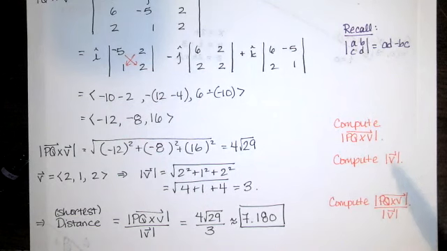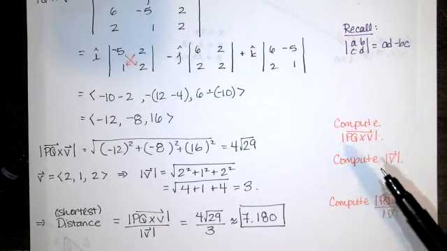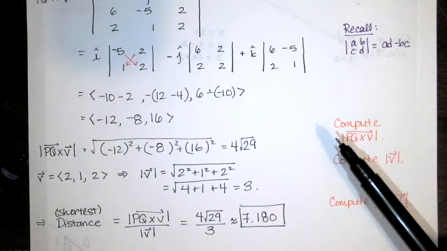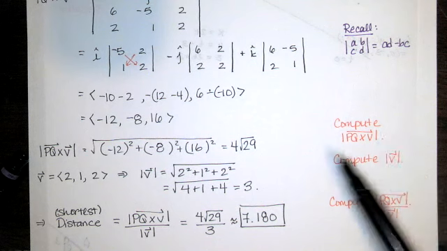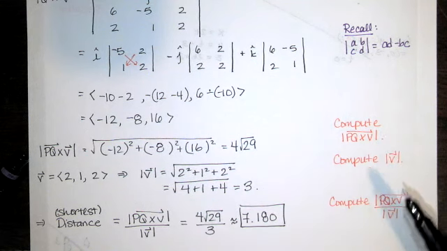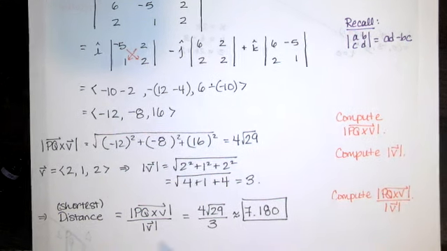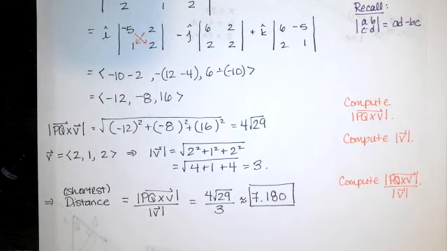A distance should not be a vector. A distance should be a scalar. So we're going to find that scalar, that magnitude of that cross product. And then we find the magnitude that we need for the denominator. And then we just divide those to get the shortest distance. And then I would type this if I was looking for an exact answer, but WebAssign wanted a decimal approximation. So that is our decimal approximation.